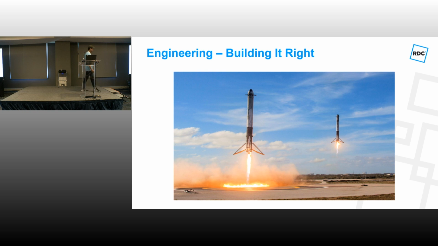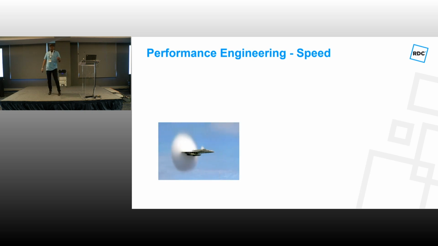So over the next few slides, we're going to be looking at some of the things that we do across all engineering teams at Roblox. So the first one is performance engineering, speed. Why is speed important? Why is speed critical? Because having speed means that we can do more things in the same amount of time. So that's why it's critical.